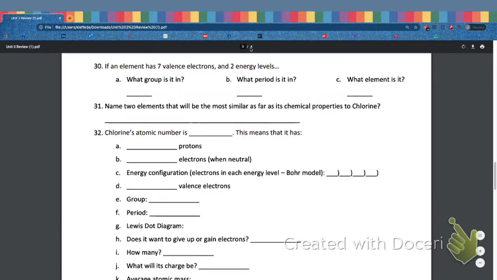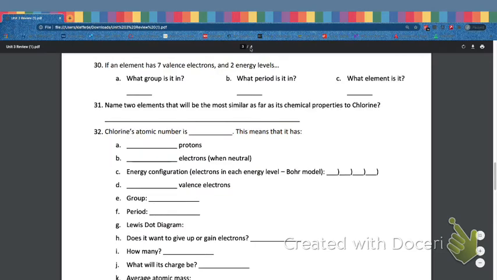So, if an element has 7 valence electrons and 2 energy levels, it's going to be in group 17. Period 2, and so that means that it's going to be fluorine.